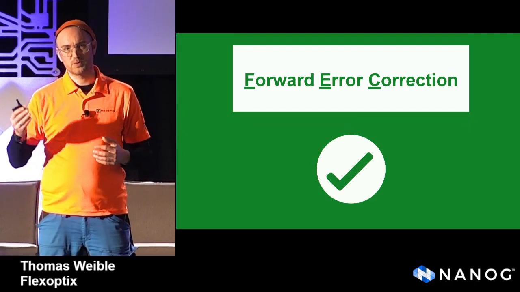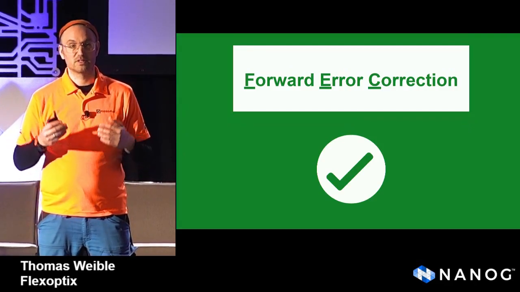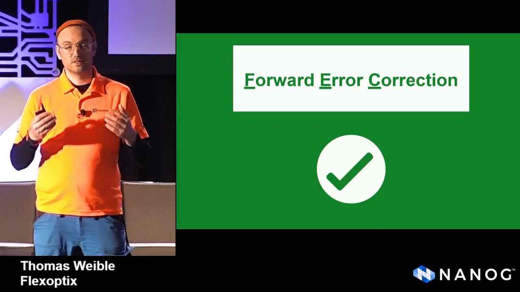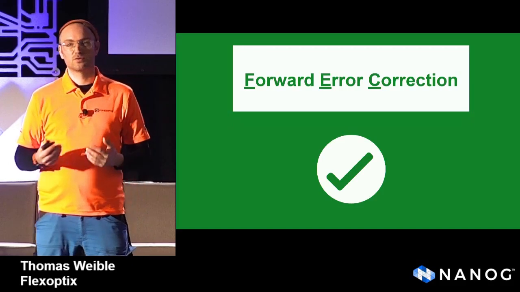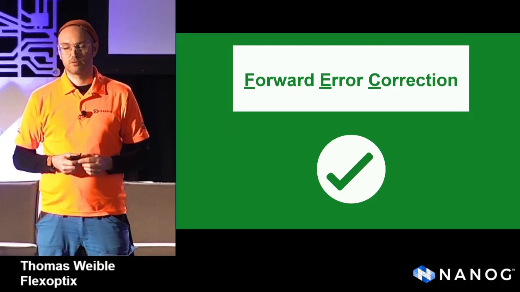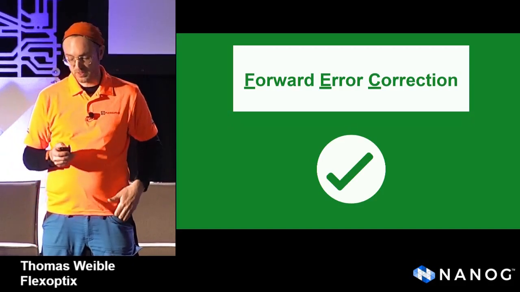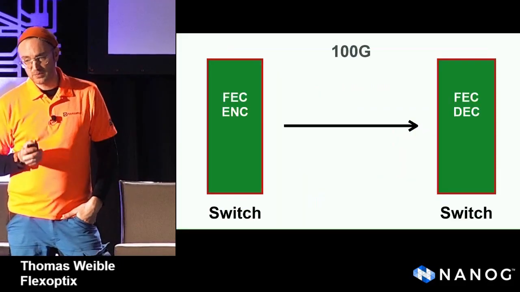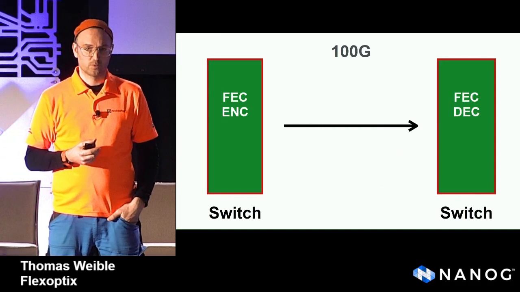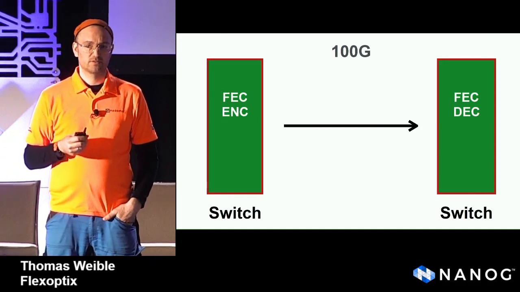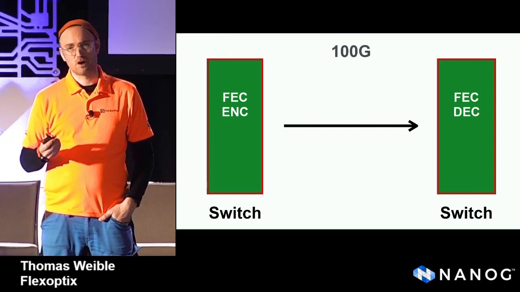Now, with higher speeds, there is the demand also. Yes, there are errors, and it is no longer sufficient just to detect them. We also need to correct them, and that's where the forward error correction takes place, and it's done in the DSP. A little bit of recap on 100 gigabit. Forward error correction was first introduced in 100 gigabit, but not on the transceiver side. It was introduced on the switching and routing side.